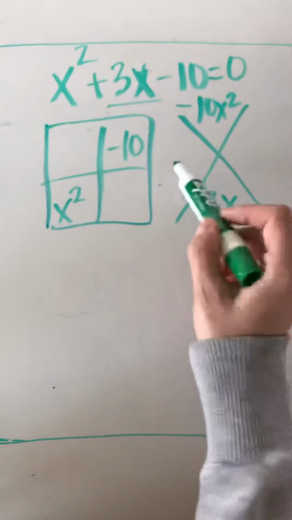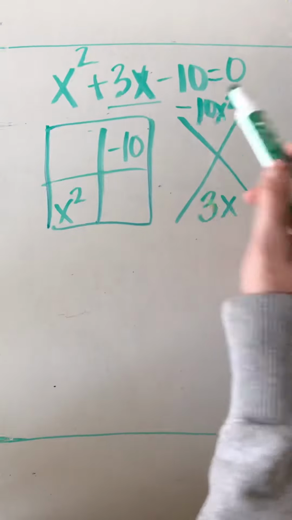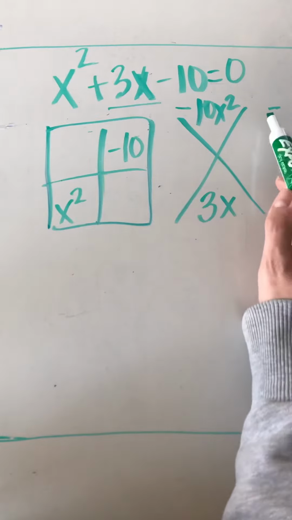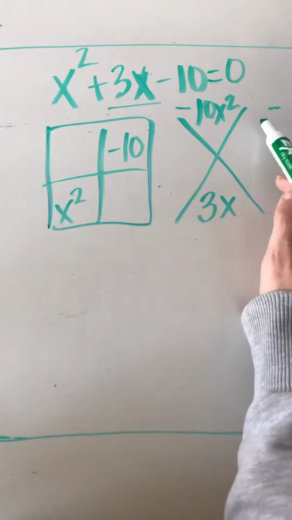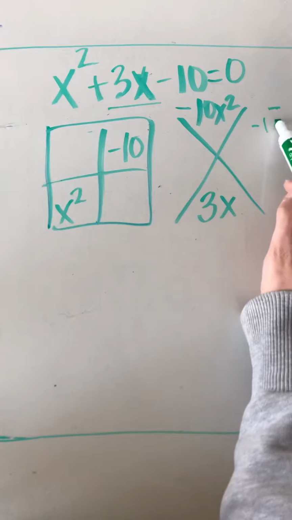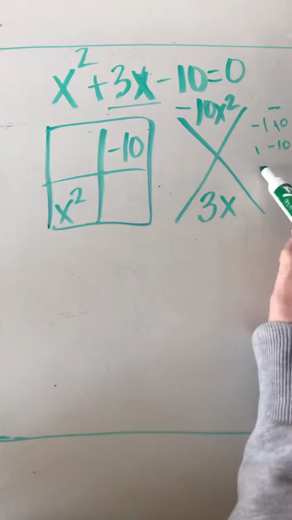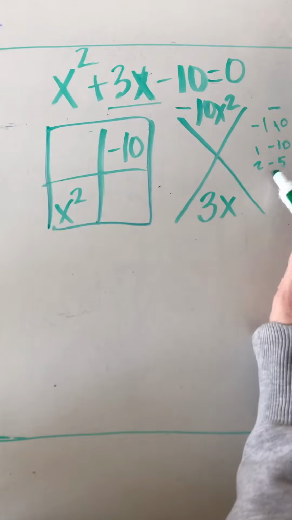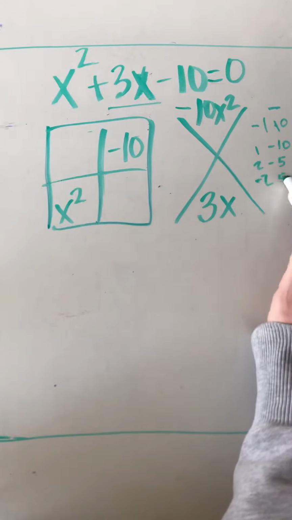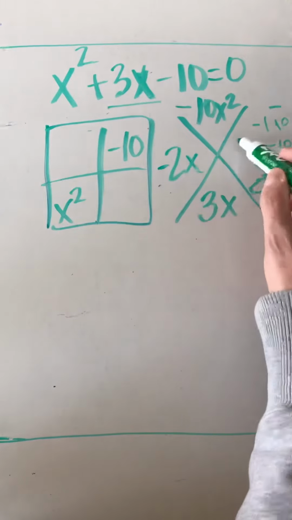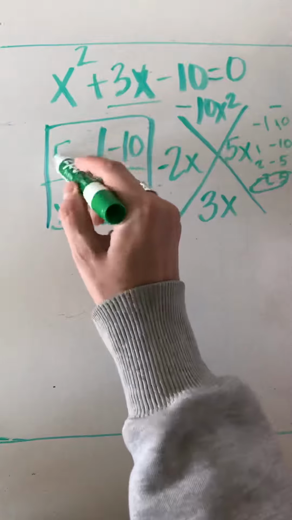So I know that the two numbers have to add to 3 and multiply to negative 10. That means one has to be a negative and one has to be a positive. So let's see, negative 1, positive 10; 1, negative 10; 2, negative 5; negative 2 and 5, and I've got my factors. So negative 2x and 5x, and I get to go over here and fill them in.